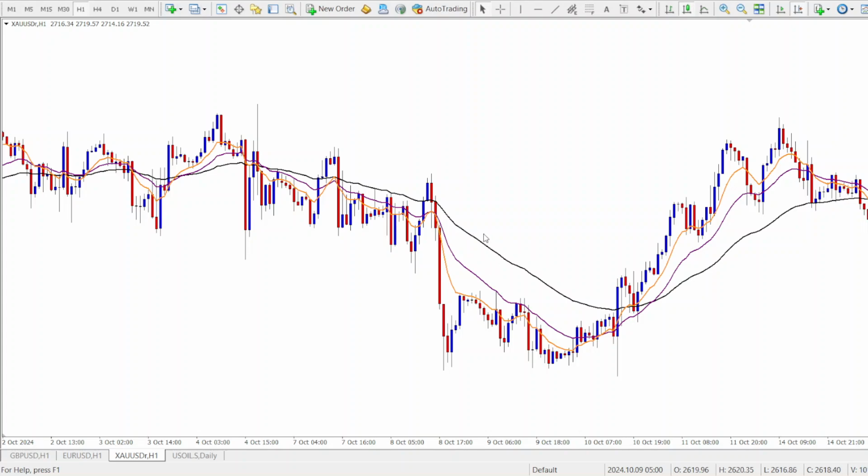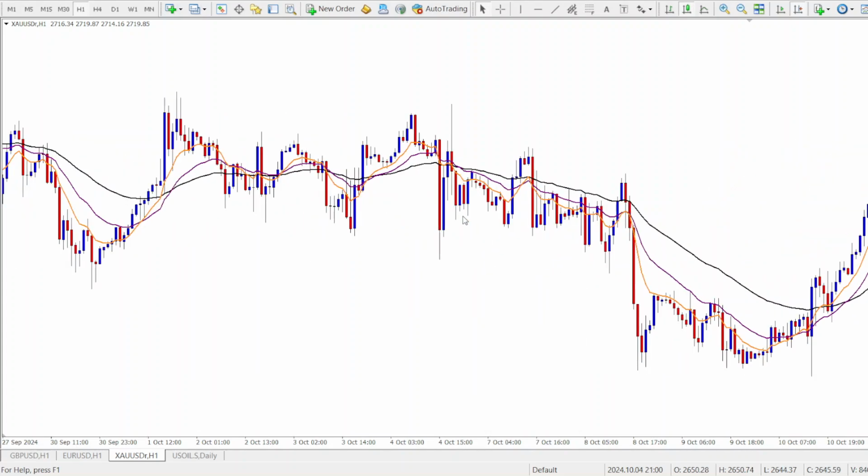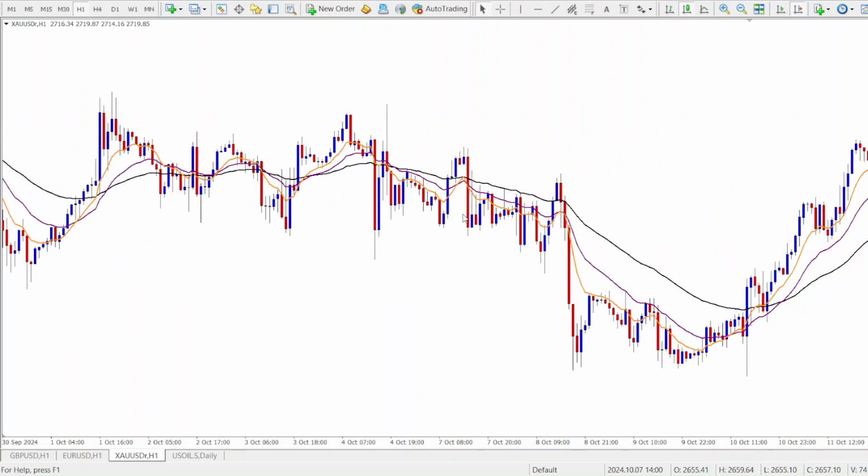Now this is our long term average, the 50 EMA. It is an average that shows the broader trend and acts as a strong support and resistance level. So these moving averages help you understand both short term market conditions and the broader trend. Now how do you identify trend direction?